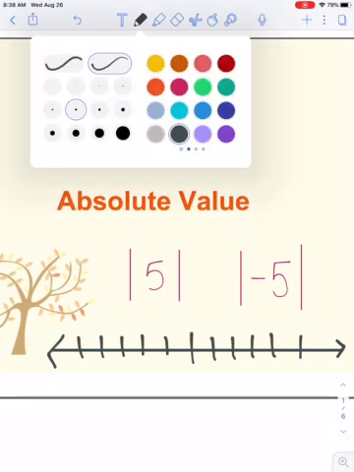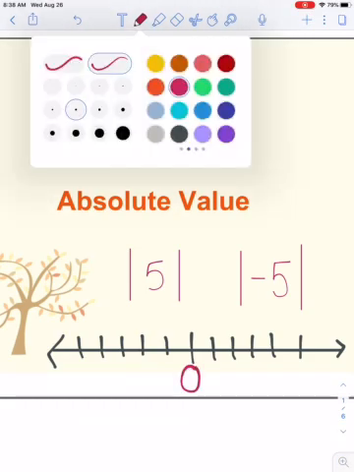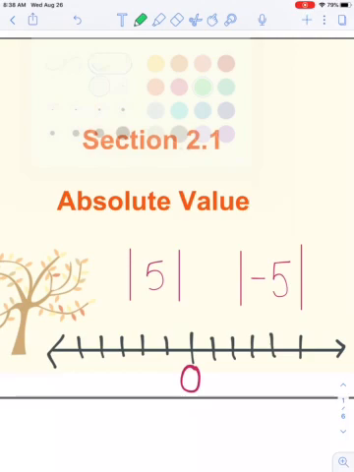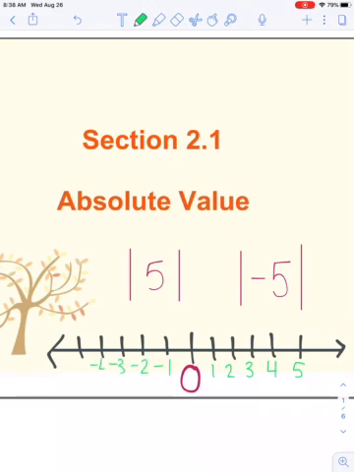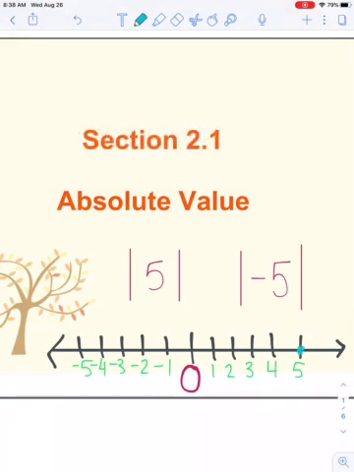So, if we have 0 in the middle, and we have a number at 5, and a number at -5, those brackets on either side are asking for the absolute value. They just want to know how far away each of these is from 0 on the number line.